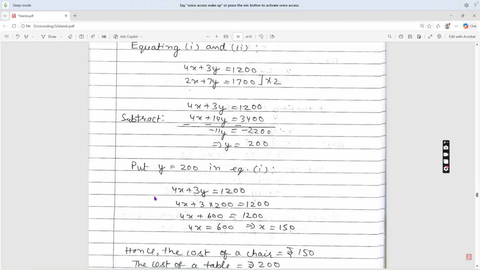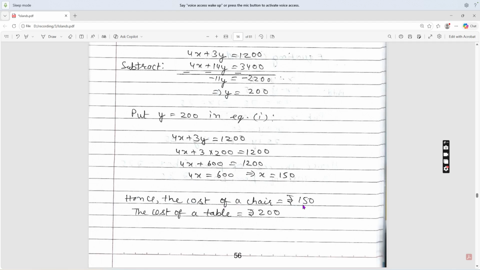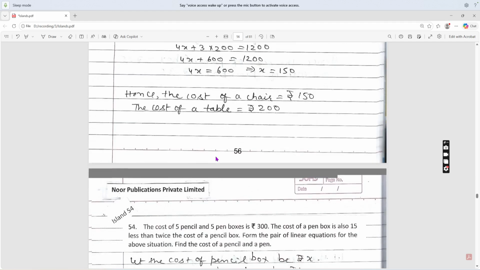What is the first equation? 4x plus 3y is equal to 1200. Means 4x plus 3 into 200 is equal to 1200. Means 4x plus 600 is equal to 1200. Means 4x is equal to 1200 minus 600, that is 600. So x is equal to 600 upon 4, that is equal to 150. Hence the cost of a single chair is rupees 150, which is x, and the cost of a single table is rupees 200, which is y.